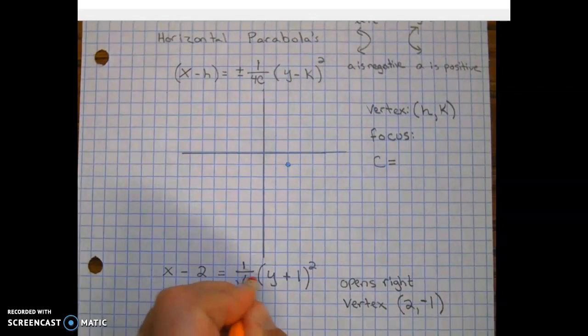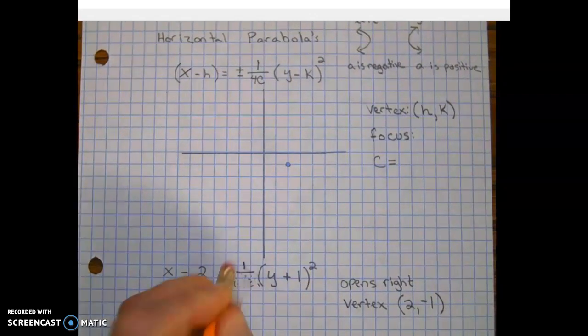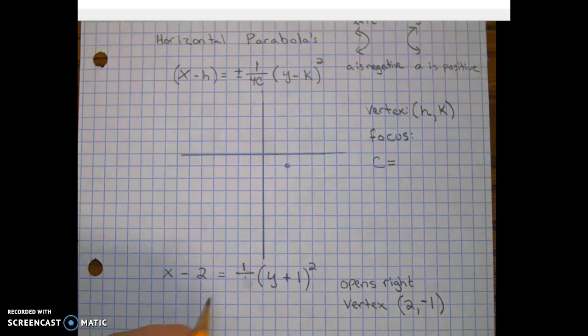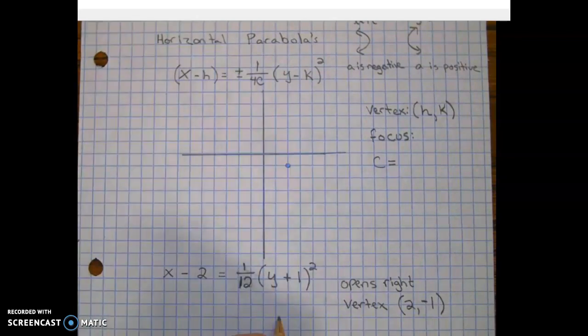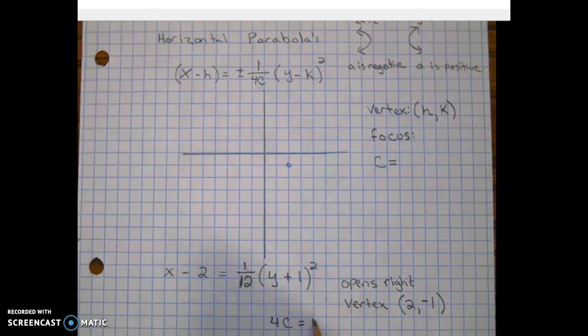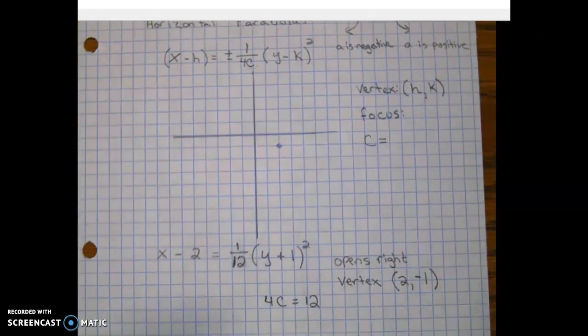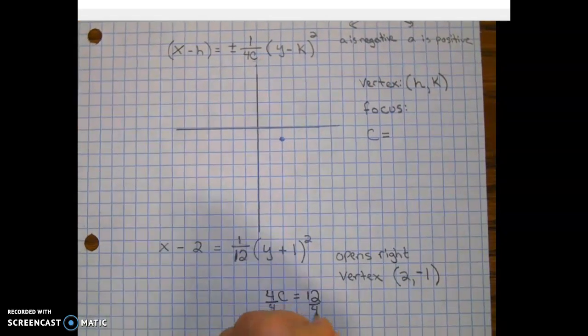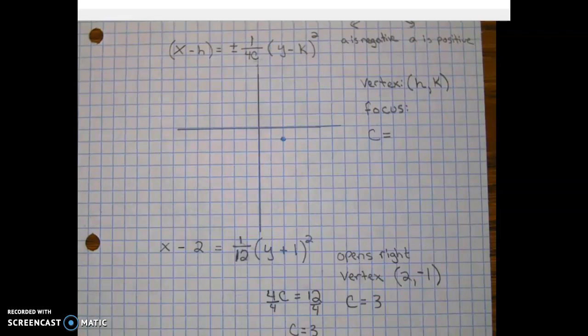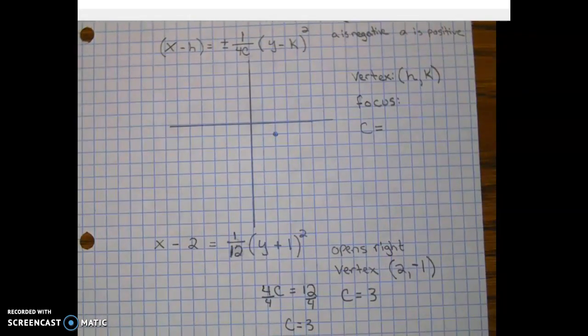Hopefully you're using pencil. Let's go ahead and change this to 12. So 4c, we would do a little equation here. 4c equals, that's our denominator, 12. To calculate c, we're going to divide both sides by 4. c equals 3.